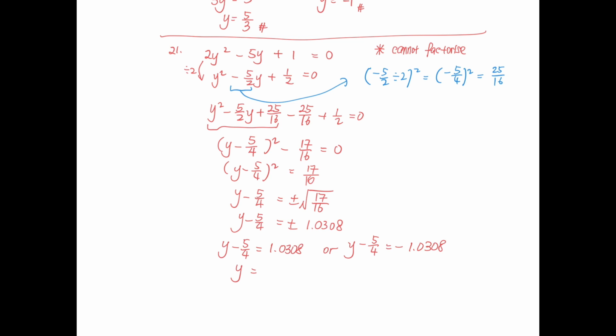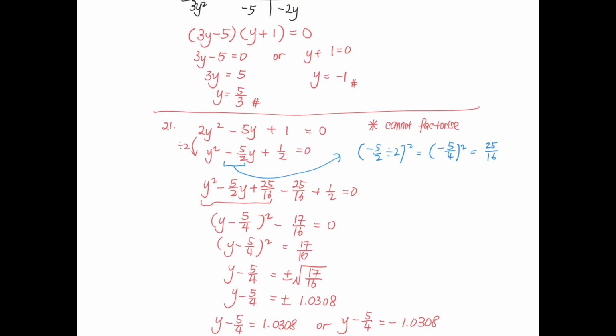I shift 5 over 4 to the right. So 2.2808. I round off to 2 decimal places. Likewise, here I do the same. I get 0.2192, and now I round off to 2 decimal places, 0.22. So this is the question where we cannot factorize and we have to use completing the square.